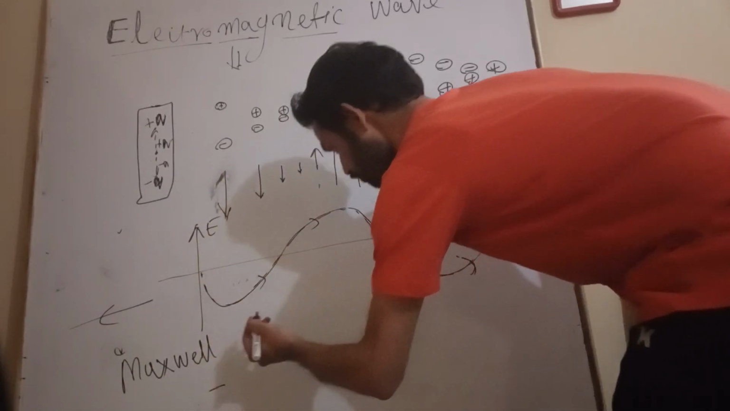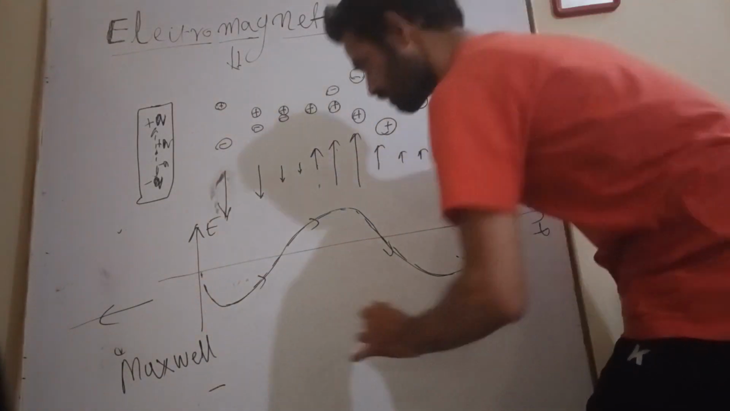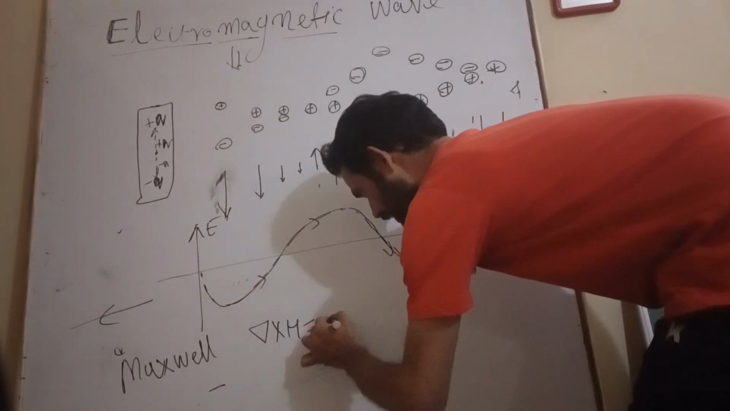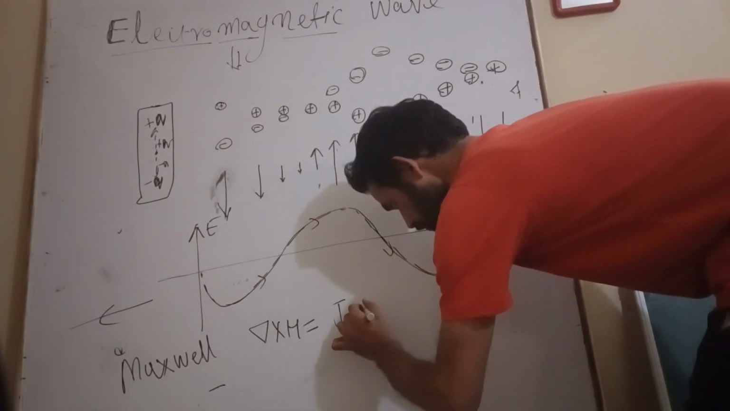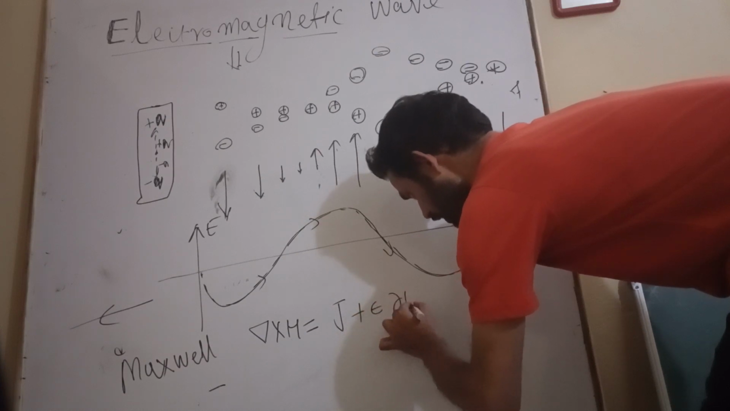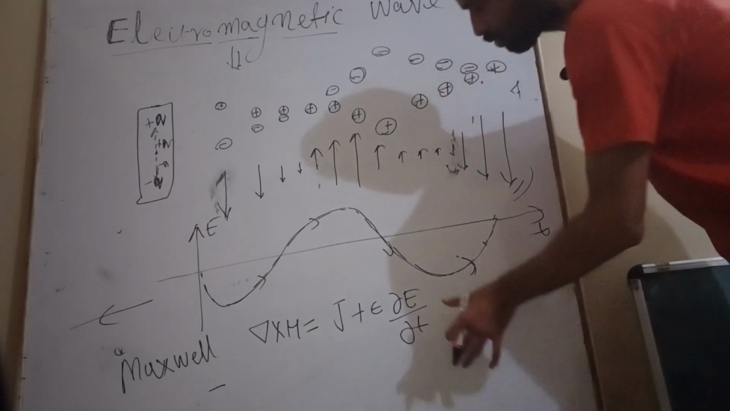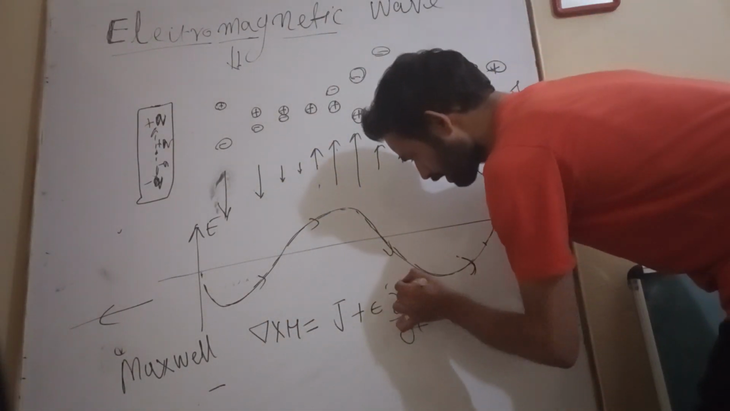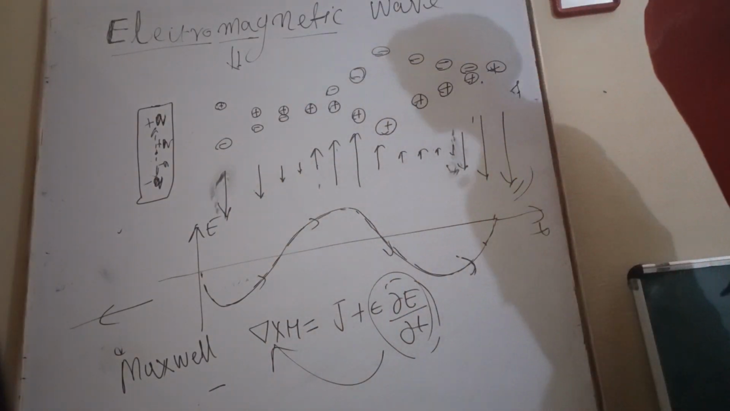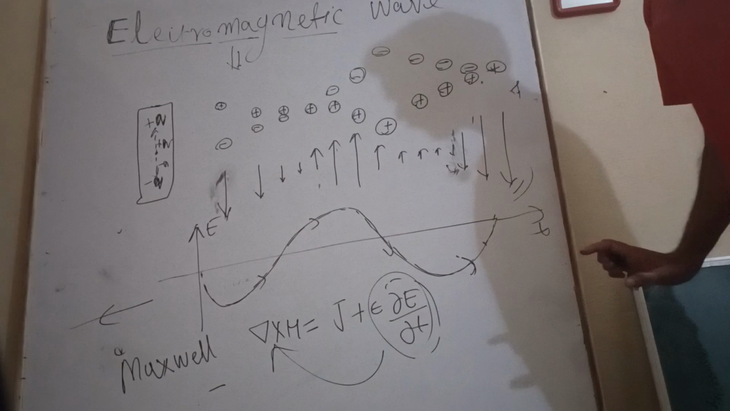Now as we know very well from Maxwell's equation, a time varying electric field will generate a magnetic field. This is del cross H is equal to J plus epsilon dou E vector by dou t. So this rate of change of electric field generates the magnetic field. Change in electric field generates magnetic field.